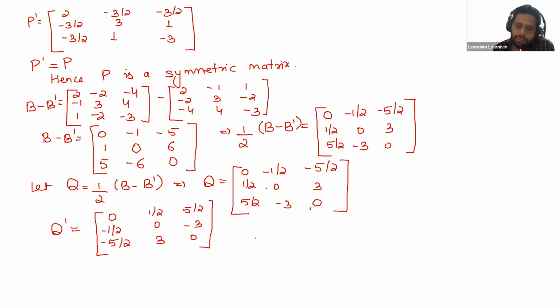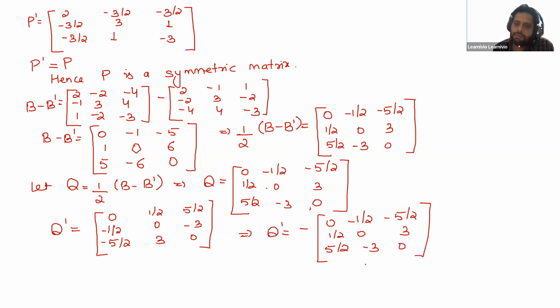Now, if we take a negative common from this one, we will get Q transpose is equal to, first row becomes first column, minus half, minus 5 by 2, half, 0, 3, 5 by 2, minus 3 and 0. Now, if we compare these two, this is the same matrix. So we can say that Q transpose is equal to minus Q.